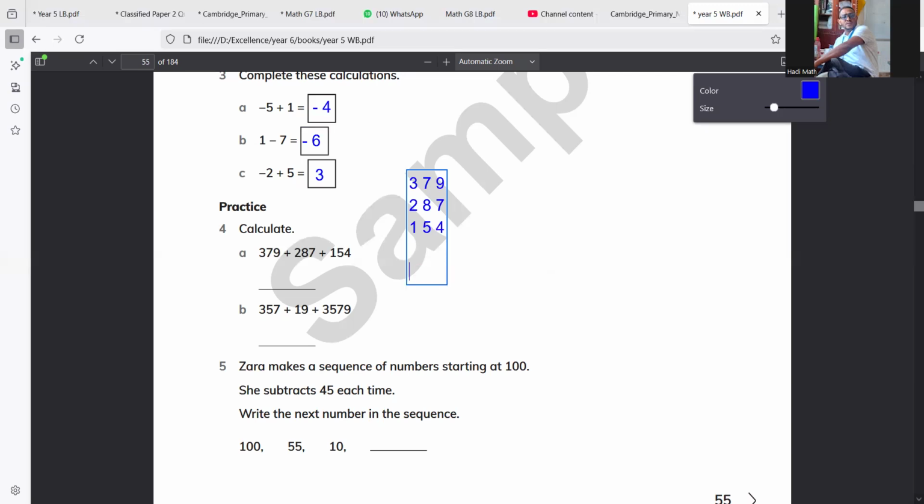Then you can go and add them. When you add, remember, 9 plus 7 is equal to 16. 16 plus 4 is equal to 20. 0, and you carry over 2. Then 2 plus 7 is 9. 9 plus 8 is equal to 17. 17 plus 5 is equal to 22. So 2, and you carry over again 2. Now 2 plus 3 is 5. 5 plus 2 is 7, and 7 plus 1 is 8. So the answer is what? Is 820.